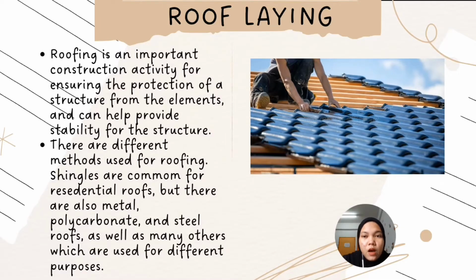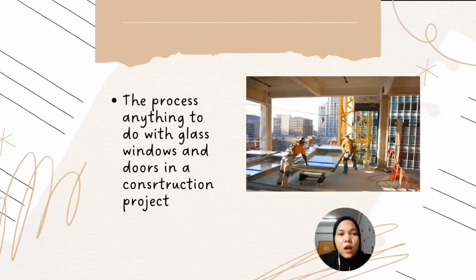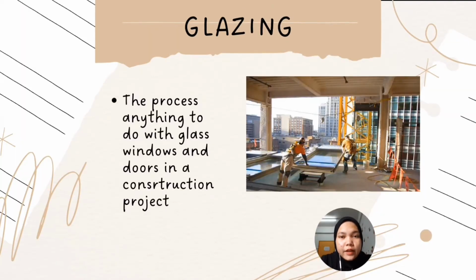Roof laying is an important construction technology for ensuring the protection of a structure from the elements, and it can help provide stability for the structure. There are different methods used for roofing. Shingles are common for residential roofs, but there are also metal, polycarbonate and steel roofs as well as many others, which are used for different purposes.